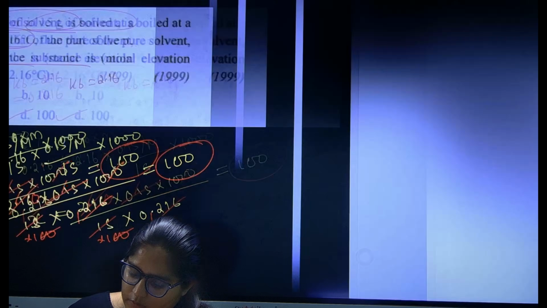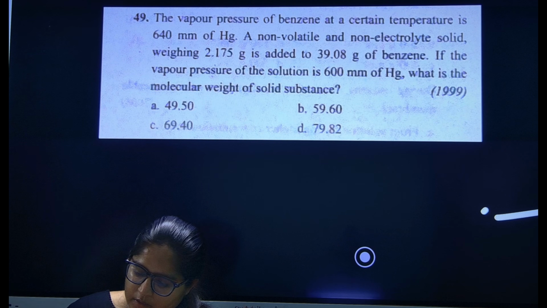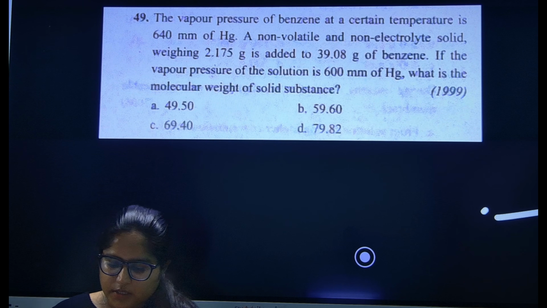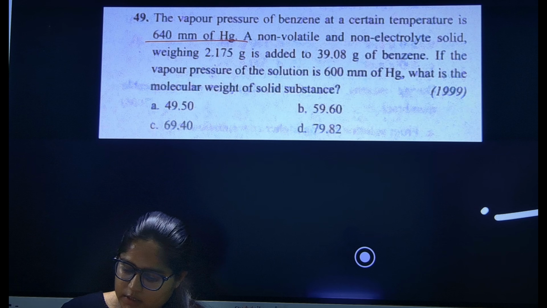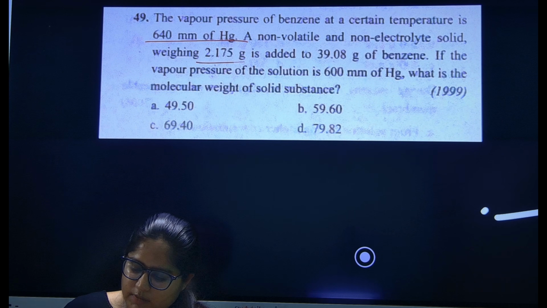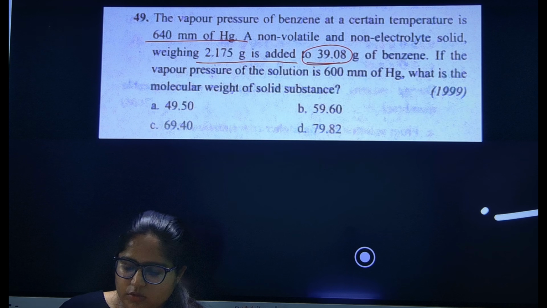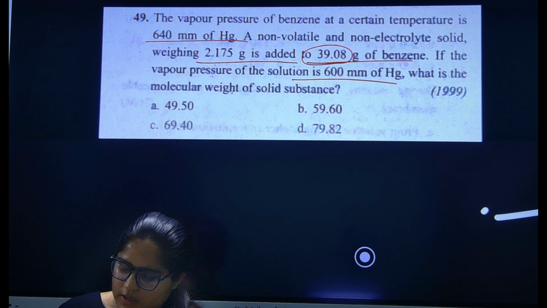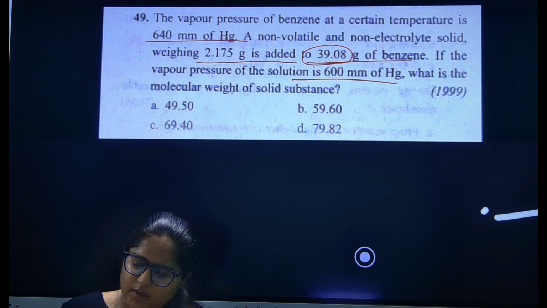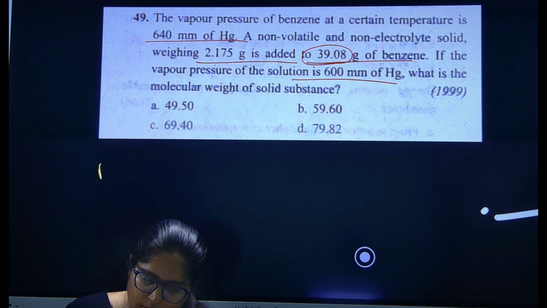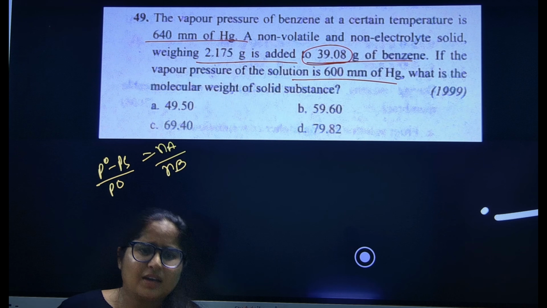Now let us solve question number 49. The vapor pressure of benzene at a certain temperature is 640. A non-volatile and non-electrolyte solid weighing 2.175 gram is added to the solvent. The solute and solvent mass are given. If the vapor pressure of the solution is given, pure is also given. What is the molecular weight of the solid? Pressure given means they are talking about RLVP. So what is the formula? P naught minus Ps by P naught equals Na by Nb. We will frequently use it directly.